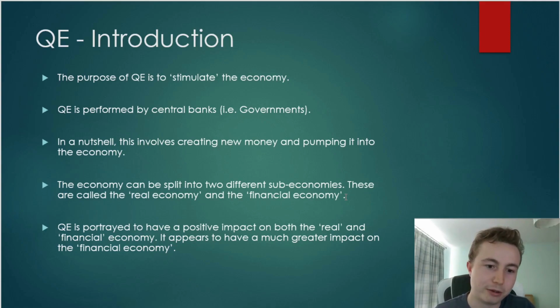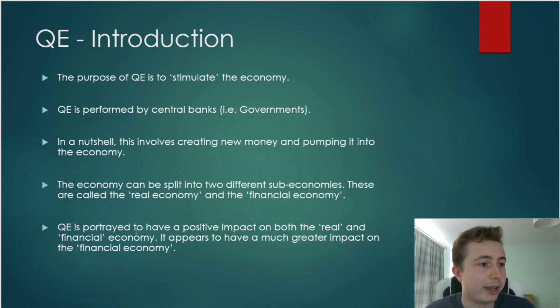So if you were to think of an analogy, maybe the real economy is a golf ball and the financial economy is like a beach ball. It's huge, it's enormous, and it's the enormity of it that is an issue as well, which we'll come to understand as we study QE a bit more.